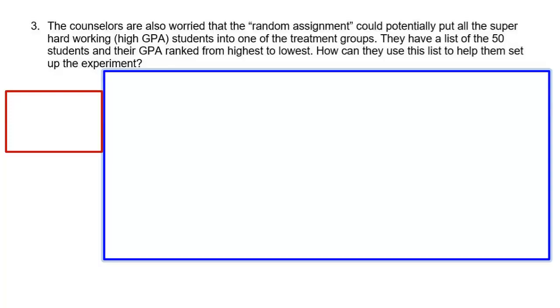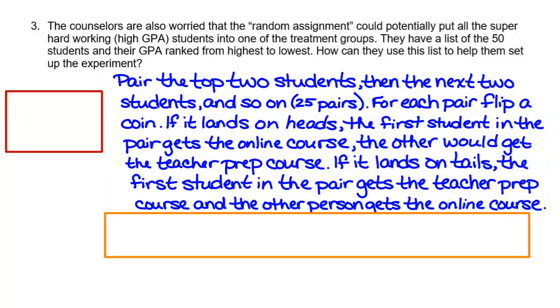Yes? You can do both at the same time, though, right? We could do both at the same time, yes. It would make it more complicated, but yes, you could control for both of those confounding variables at the same time. Pair the top 2 students, then the next 2 students, and so on, so that we end up with 25 pairs. For each pair, flip a coin.